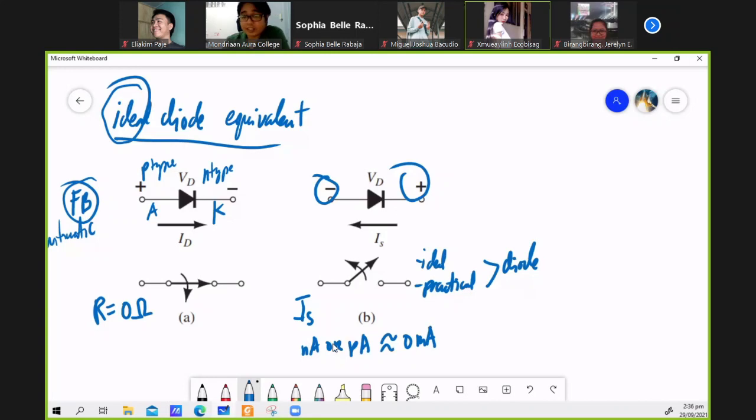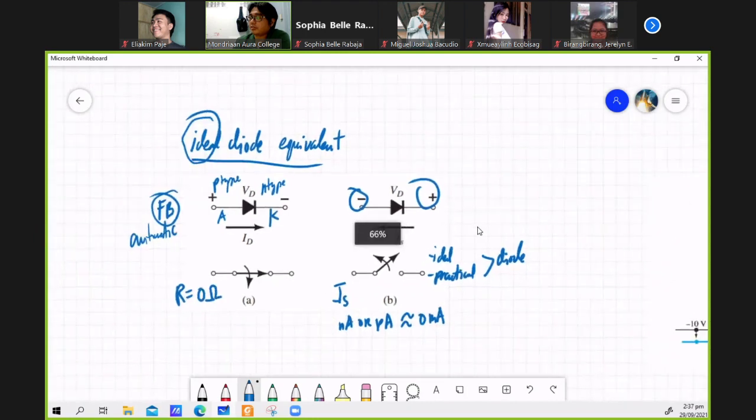So sa sobrang liit, no? Almost 0 na siya. Kaya ang equivalent niya ay open circuit. So yun tatandaan natin. Kasi this is the basic equivalent model or circuit para sa isang diode. Most of the times, no, kapag gusto nating mapadali yung analysis natin, ang ginagamit natin ay ideal diode. So pagdating natin sa wave shaping circuits, gagawa ako ng analysis, isa para sa ideal diode at isa para sa practical diode. Okay? So yan, tatandaan niyo, the ideal diode equivalent circuit.